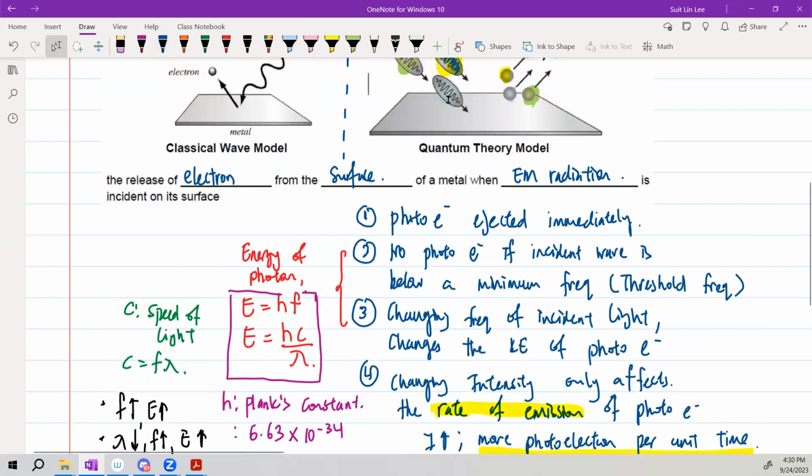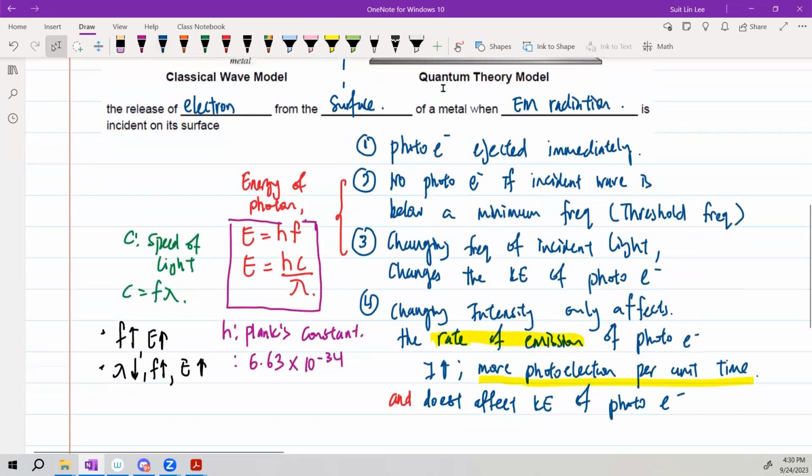Since each electron can only get 1 photon, if the packet is not big enough, the electron is like, meh, I cannot escape the metal surface. If the wave packet, the energy, the frequency is big enough, then the electron can happily escape. If I increase the frequency, I give the electron more energy, so the electron will have more kinetic energy.